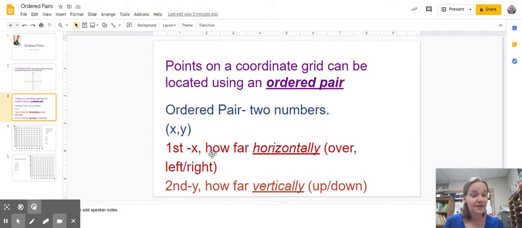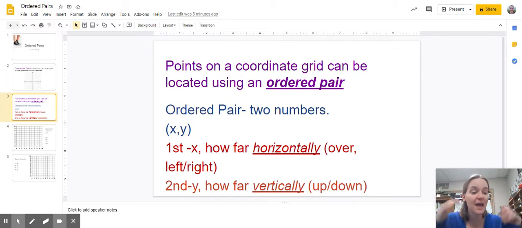Good. Some more words for your math journal. Points on a coordinate grid are located using an ordered pair. That is a super important word. Obviously, it's the title of what we're doing today, ordered pair. It's how we find places on a grid. Did you know that when you're playing Battleship or Bingo, you're using a form of ordered pairs? It's true.